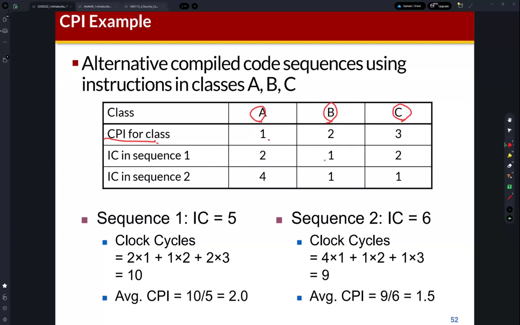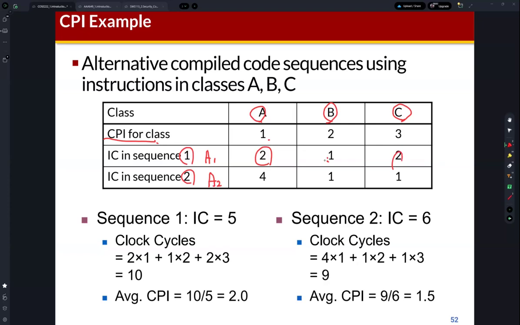And then sequence 1 is application 1, and this is application 2. As I mentioned, different applications exhibit different proportions of instruction types, as you can see in this table. In sequence 1, application 1 has 2 instructions of type A, 1 instruction of type B, and 2 instructions of type C.